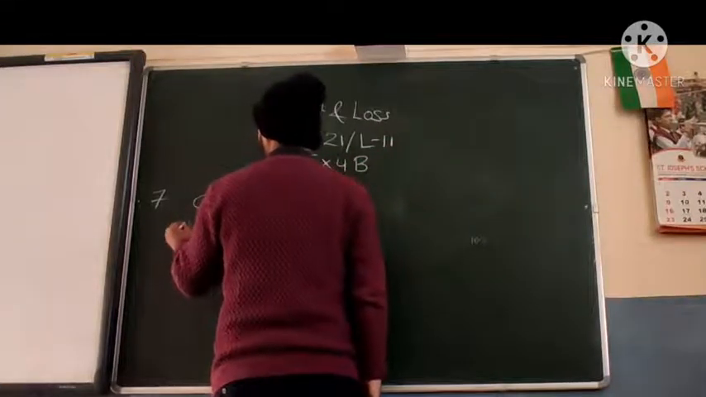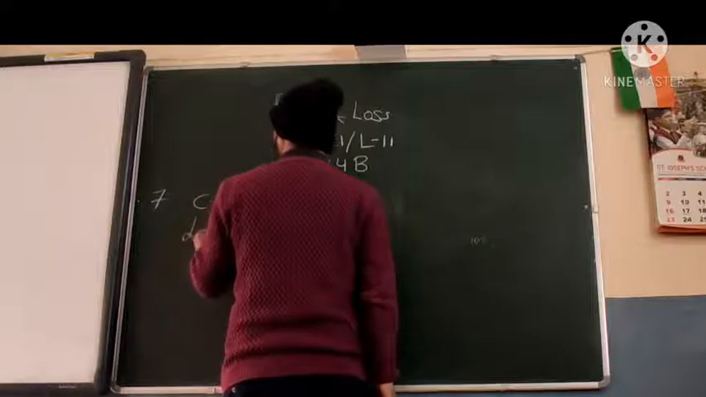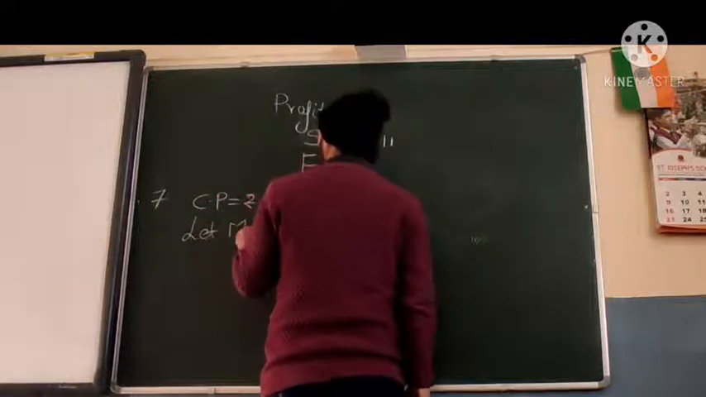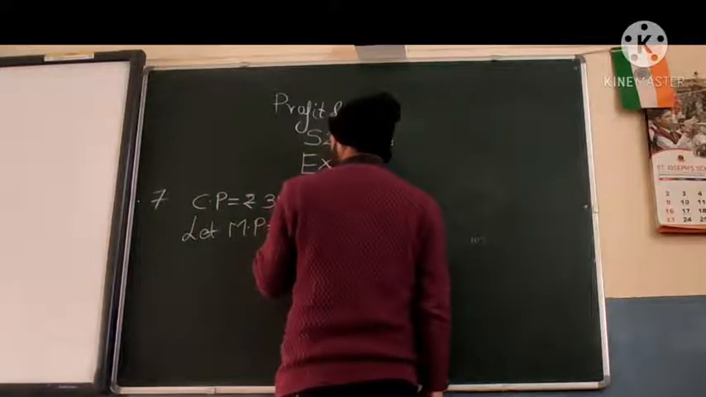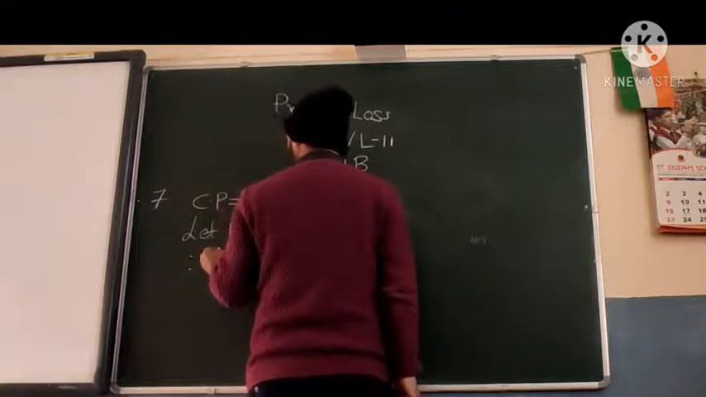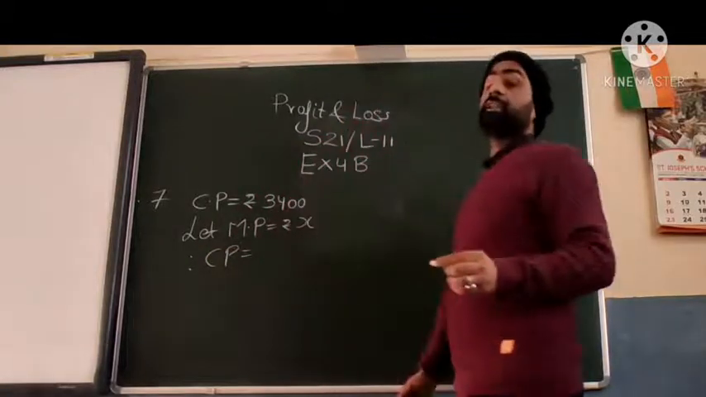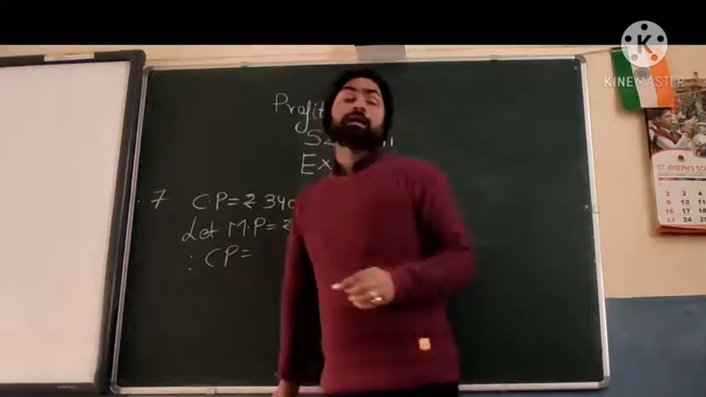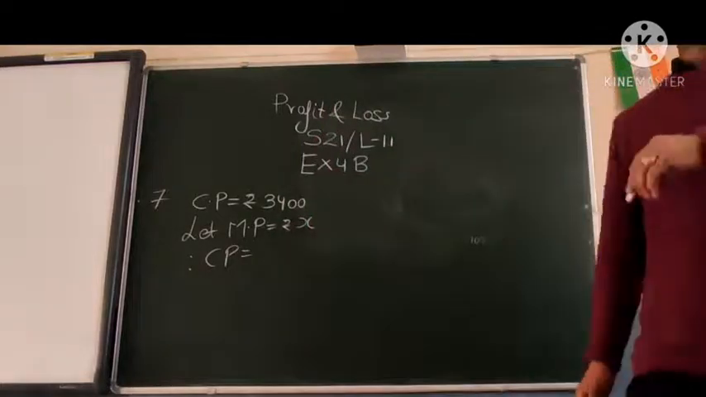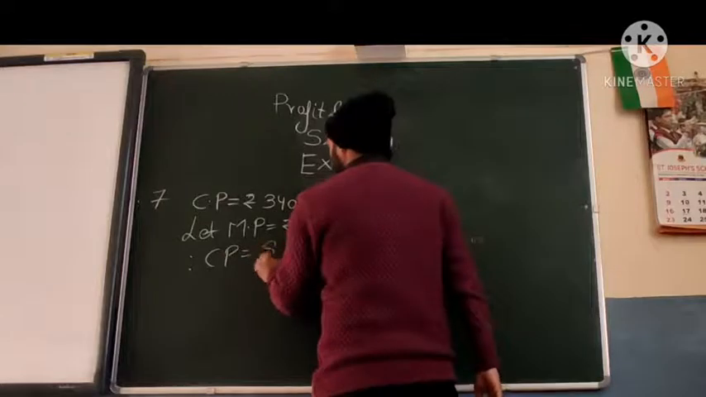So let the market price equal to rupees X. Therefore, CP is 15% below the market price. 15% below means what? 100 minus 15, that is 85. So it is 85% of X.